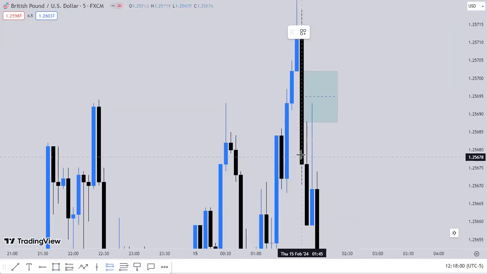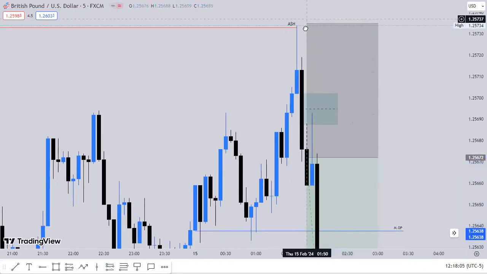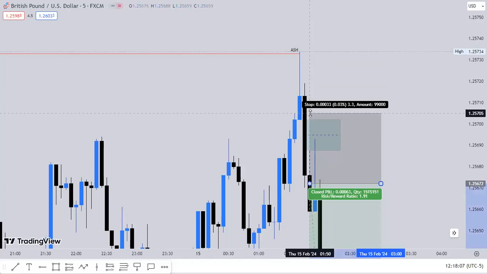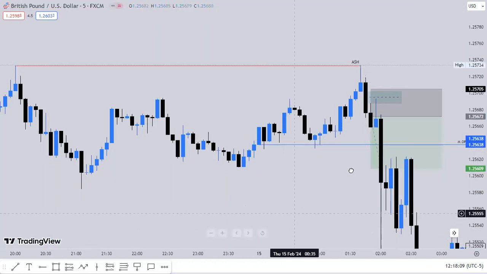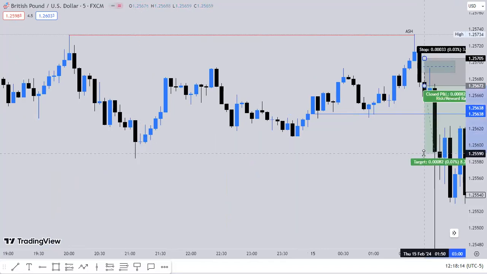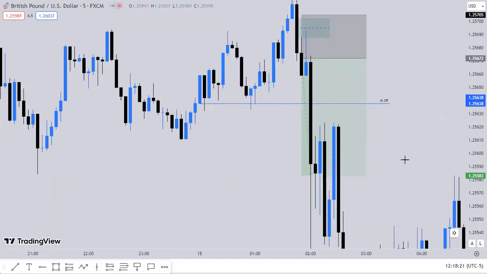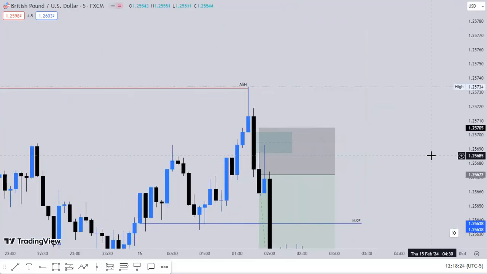So if you are entering from the breaker, putting your stop above the inversion and targeting the Asian session low, which is here, in one candle. So that is the power of the inversion and the breakaway gaps. I'm teaching gap theory here, which is my main entry model, the inversions.